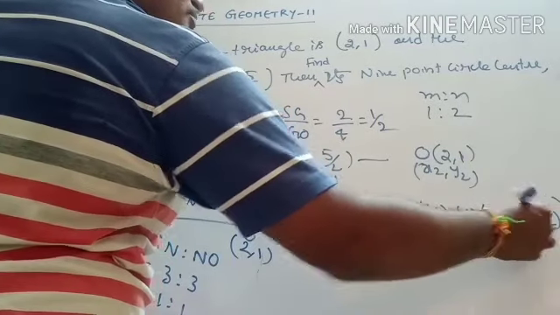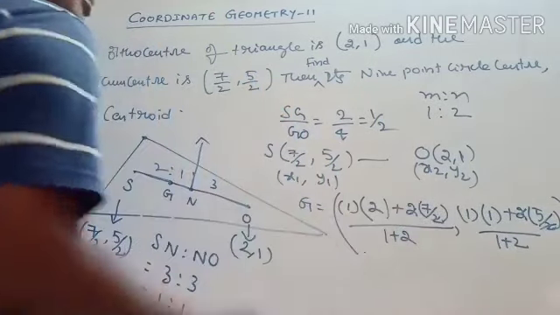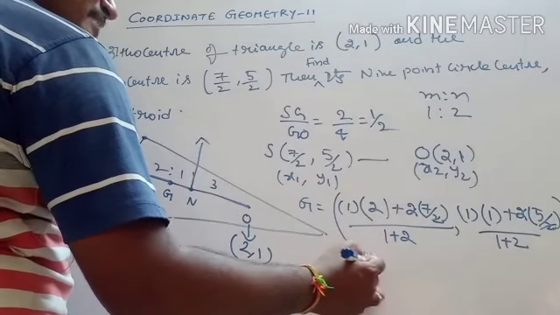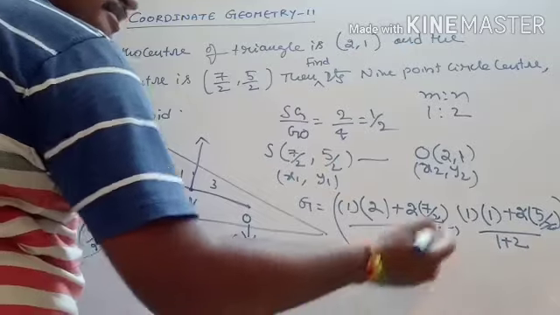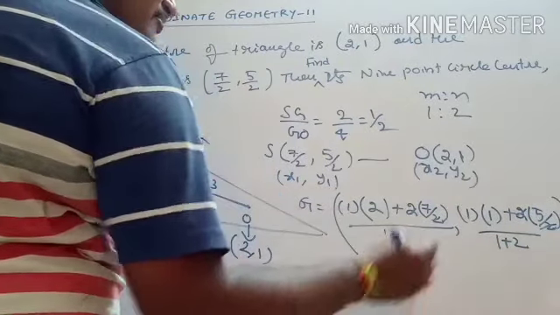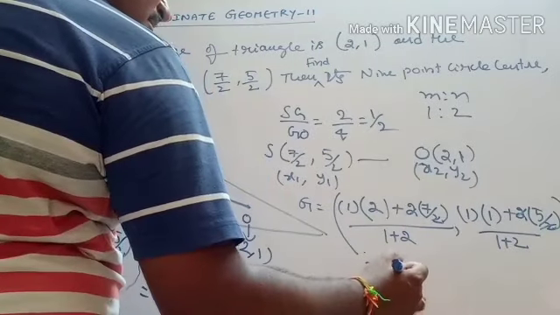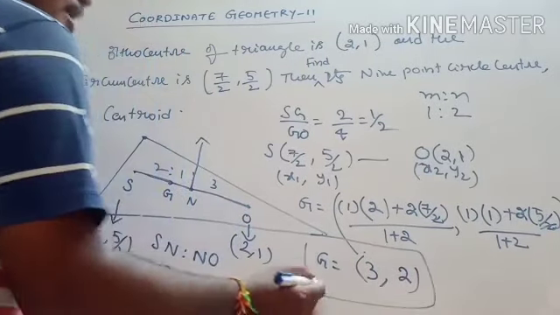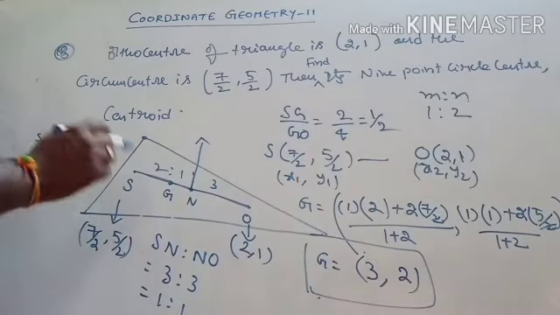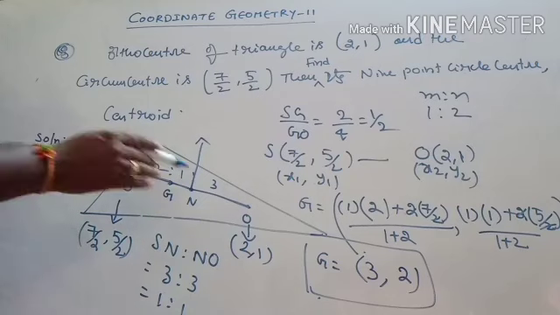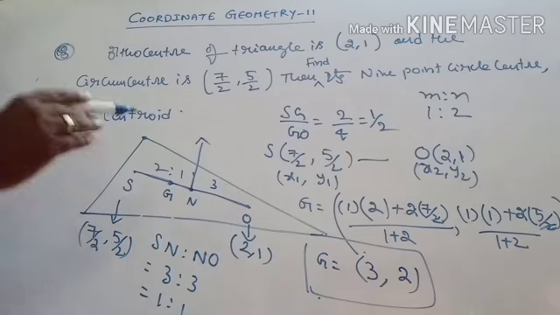This 2 will cancel. 2 plus 7 is 9/3, that is 3. 1 plus 5 is 6/3, that is 2. G is now 3 comma 2. We found the centroid. We found the 9-point circle center also by our sentence.